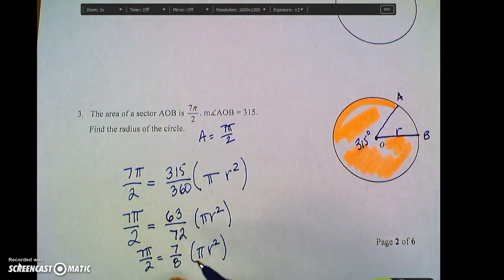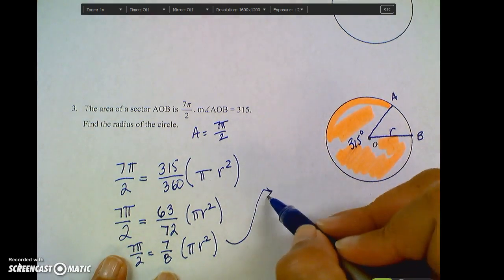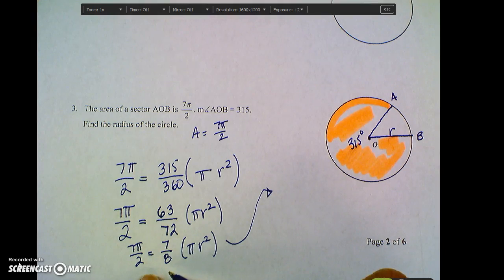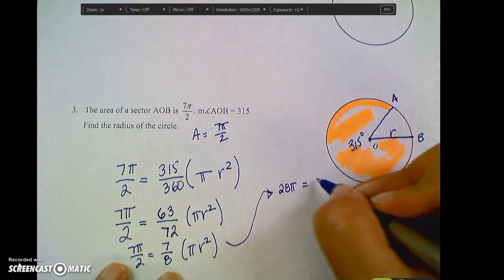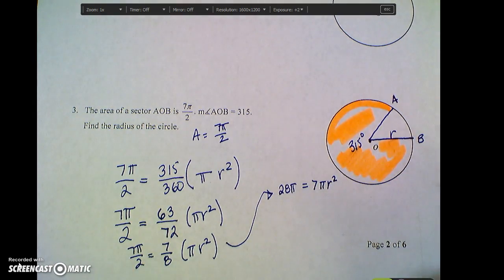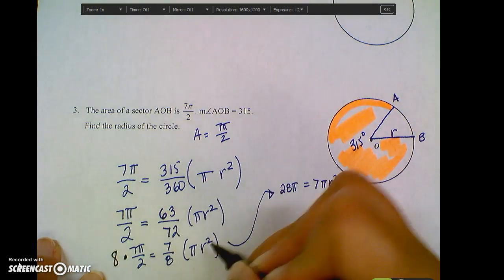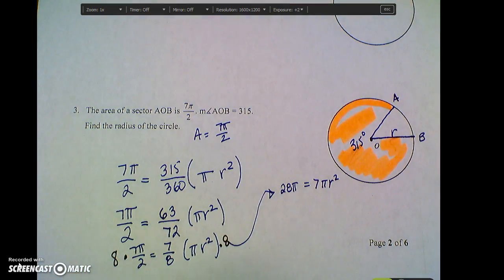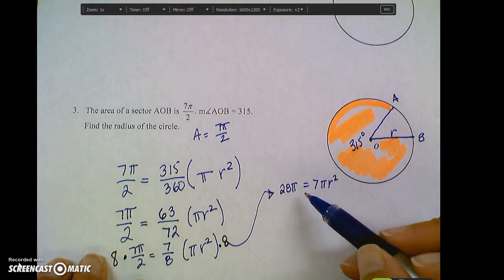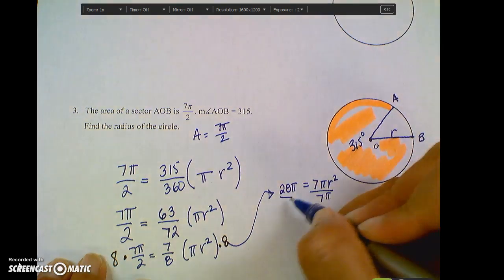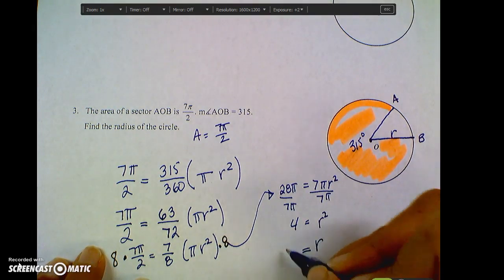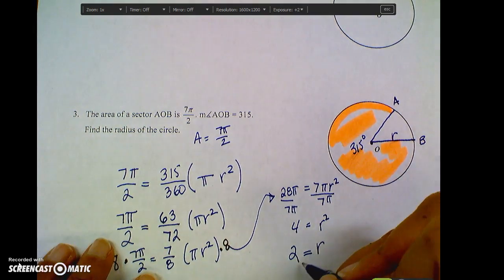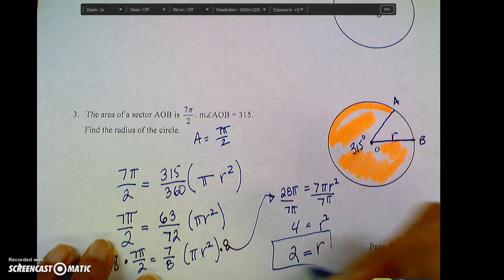So at this point, to make my life as easy as it can be, I'm going to go ahead and multiply both sides by 8, which creates 28 pi on the left and 7 pi r squared on the right. Then, and let's go ahead and make a note that that's what we did, times 8 on both sides. At this point, I'm solving for r squared, so I want to divide both sides by 7 pi, which leads to r squared equals 4, which leads to, of course, r equals 2. So your radius is 2 units, whatever they happen to be.